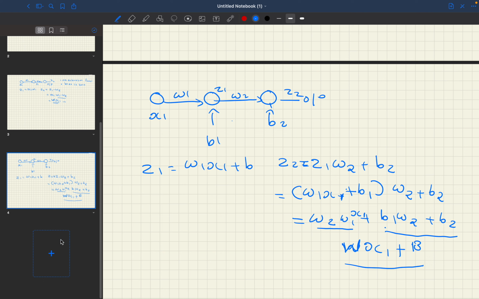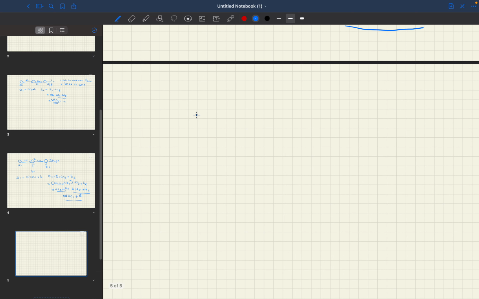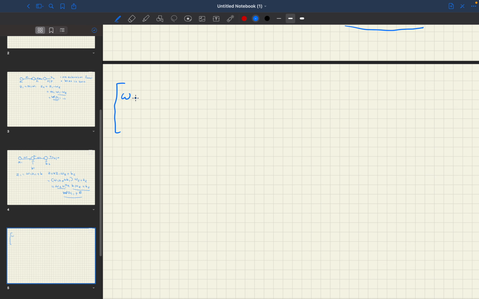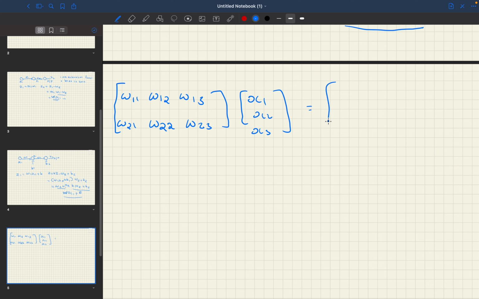Now we can think about a more complex function. Consider a complex function. We have a network with weights W11, W12, W13, W21, W22 and W23. We have three inputs X1, X2, X3, and there are two outputs Z1 and Z2.